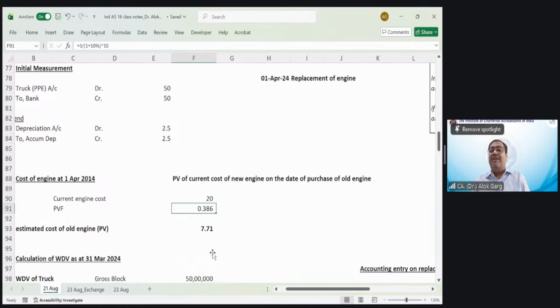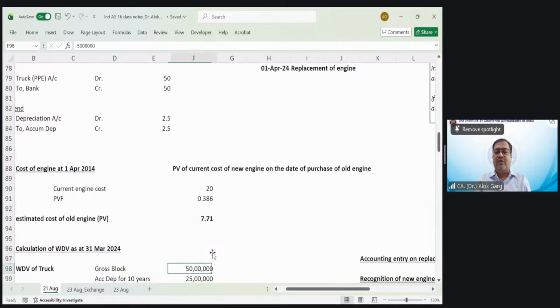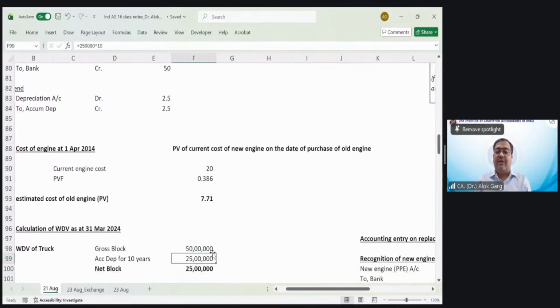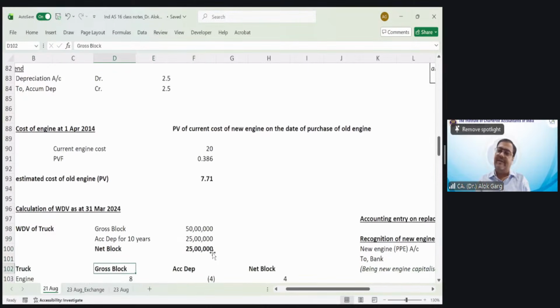Now we need to arrive at the WDV. Yes, you are absolutely right, Saminathan. Now we need to arrive at the WDV of the engine component at the end of the 10 years and the remainder of the truck, excluding engine. What is my WDV of the truck? My gross block is 50 lakh. My accumulated depreciation is how much? 50 lakh divided by 20 multiply by 10, as you all told me. Sir, accumulated depreciation for 10 years is 25 lakh, net block is 25 lakh, right?